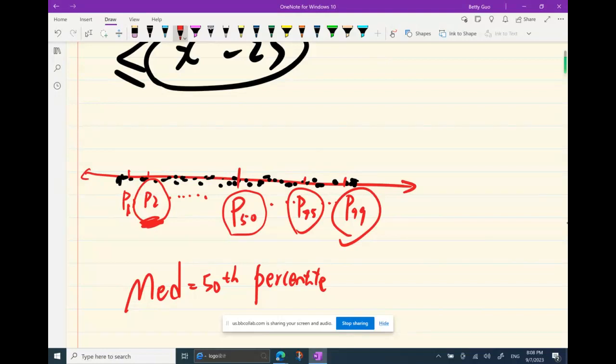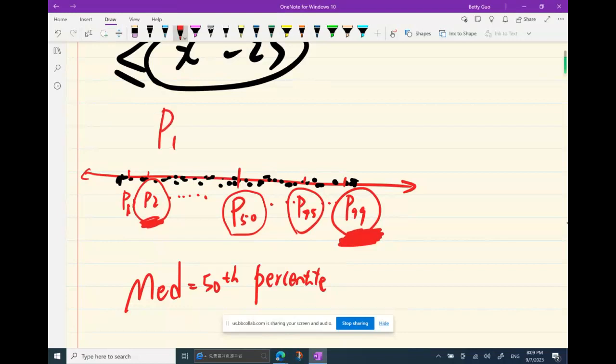So let's take a test score as an example. If your score is very close to P99, that means your score is very high. In the pool, only about 1% of test takers did better than you. You are better than the other 99% of test takers. Do you understand what I'm talking about?